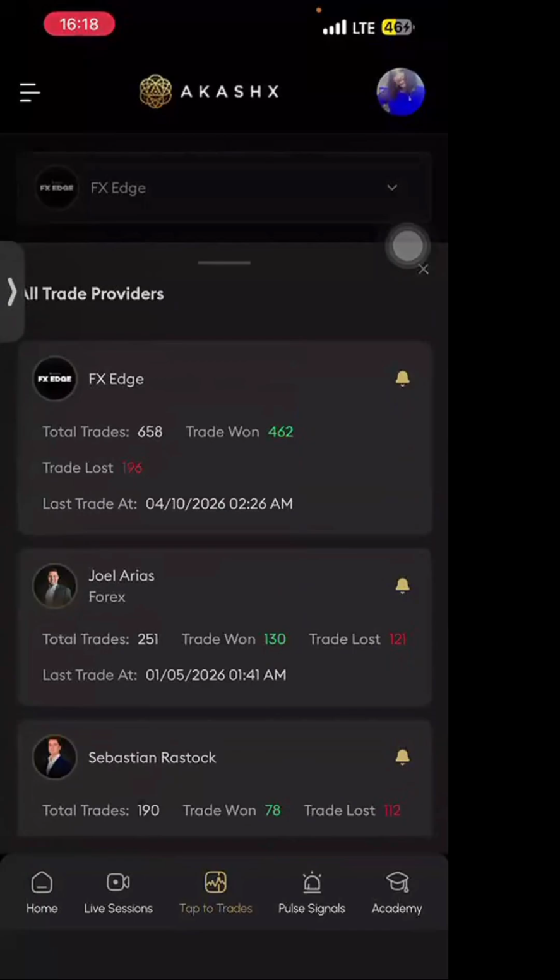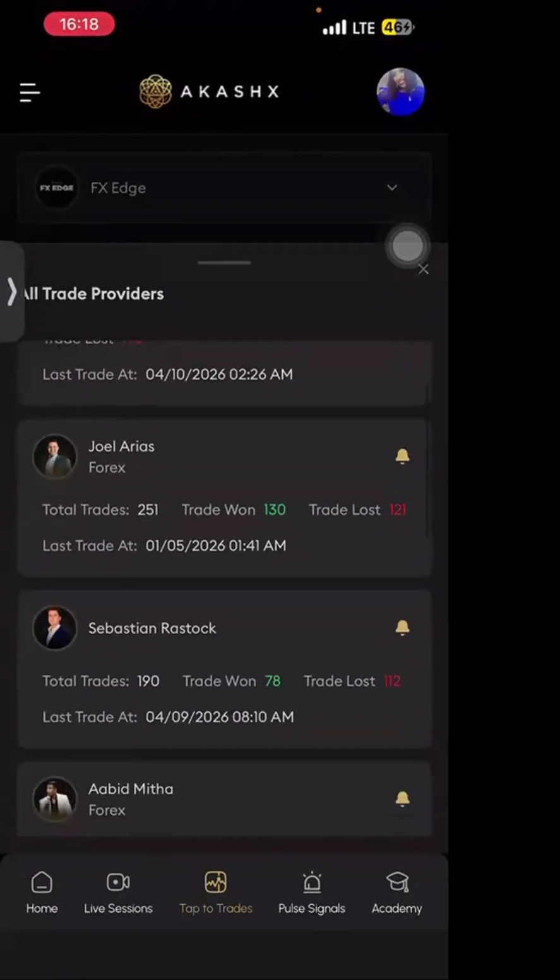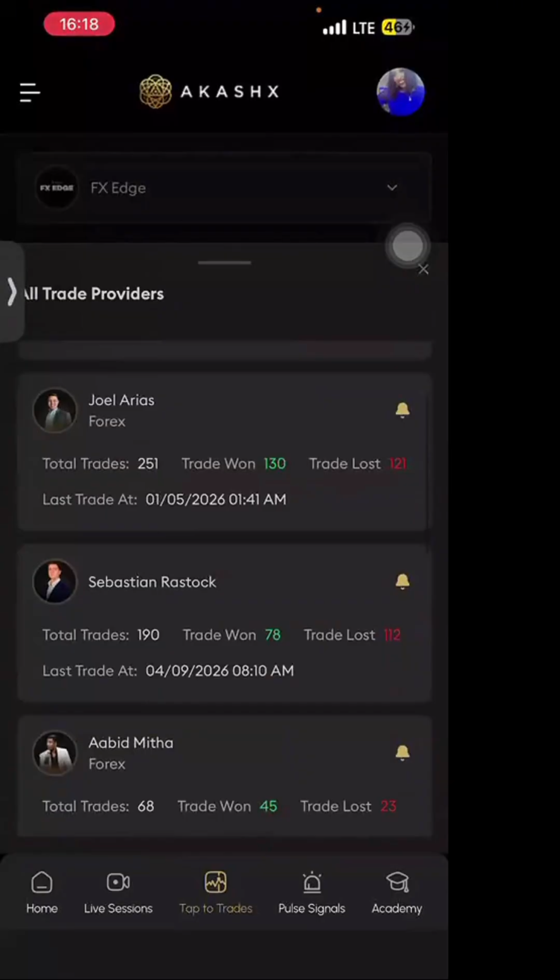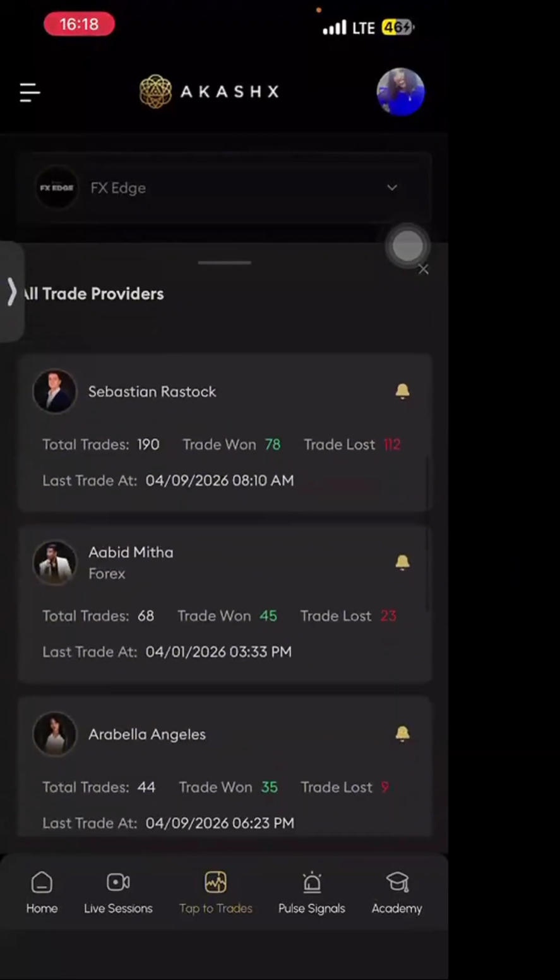So you can see this FSH, he's very good. That's why he's number one. Then you can see Joe Aries, he's number two. He has won 130 trades and then lost 121. You can see this person, the third person, is not so good. He has 178 and lost 112. So you can see Akashx is quite transparent.